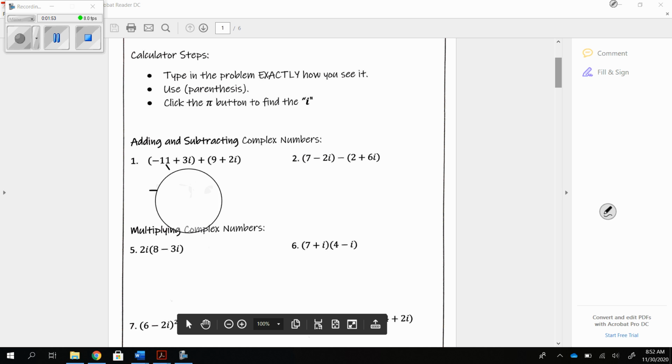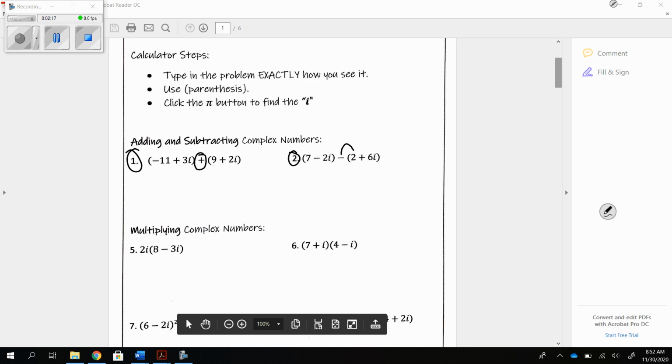Number 2, you can do it by hand or you can do it in the calculator. 7 minus 2i minus 2 plus 6i. Now, if you remember way back in September, I said adding, as we saw on number 1, is really easy. We're just combining like terms. So how can we make number 2 into addition? So we can combine like terms.